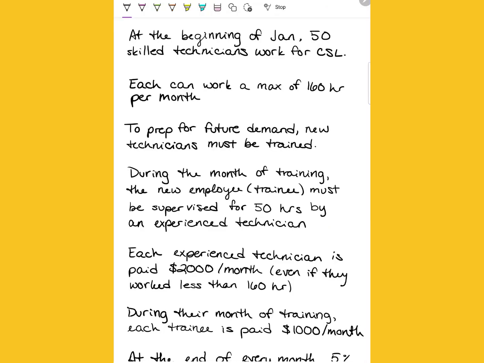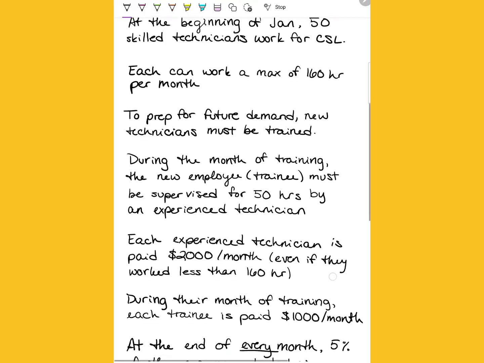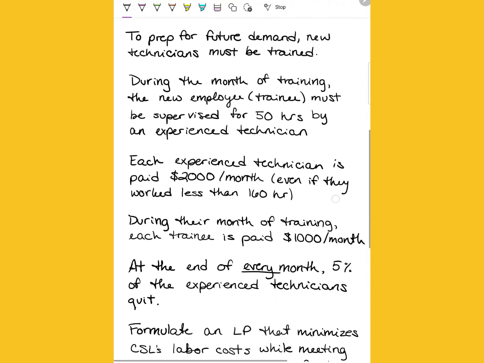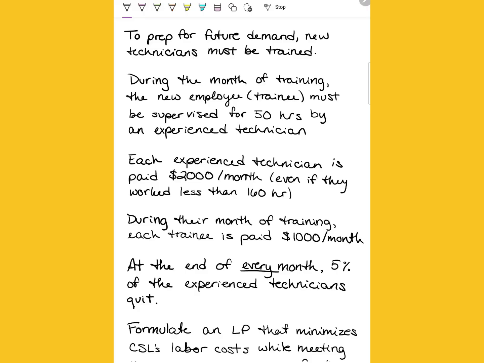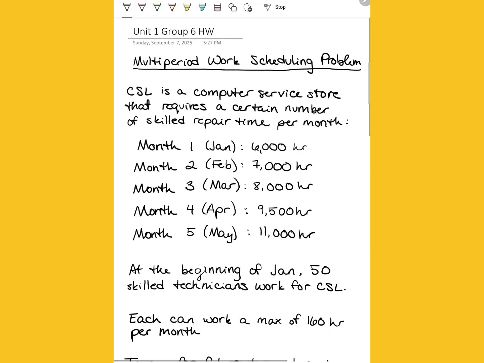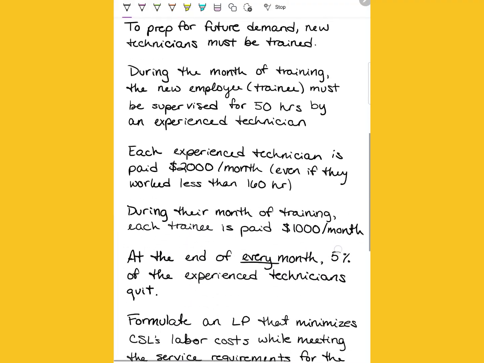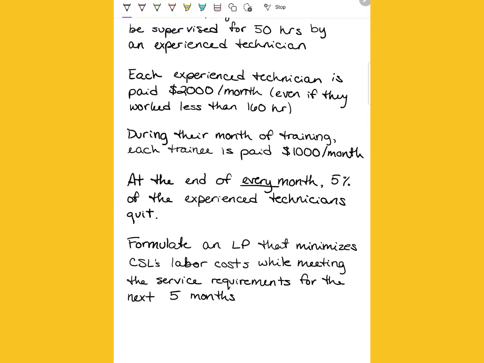Within the problem, they mention that at the beginning of January, 50 skilled technicians work for CSL, and they can work a maximum of 160 hours per month. To prepare for increased demand in the future, they have to train new technicians. During a new trainee's first month of training, they must be supervised for 50 hours by an experienced technician, which removes time that they could be spending servicing, which would be part of these required hours.